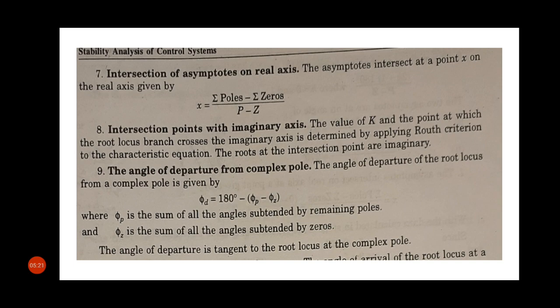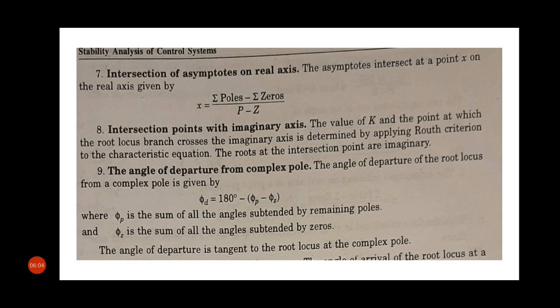Now see the ninth point. Ninth is the angle of departure from a complex pole. The angle of departure of the root locus from a complex pole is given by phi d equal to 180 degrees minus phi p minus phi z, where phi p is the sum of all the angles subtended by the remaining poles and phi z is the sum of all the angles subtended by zeros. The angle of departure is tangent to the root locus at the complex pole.